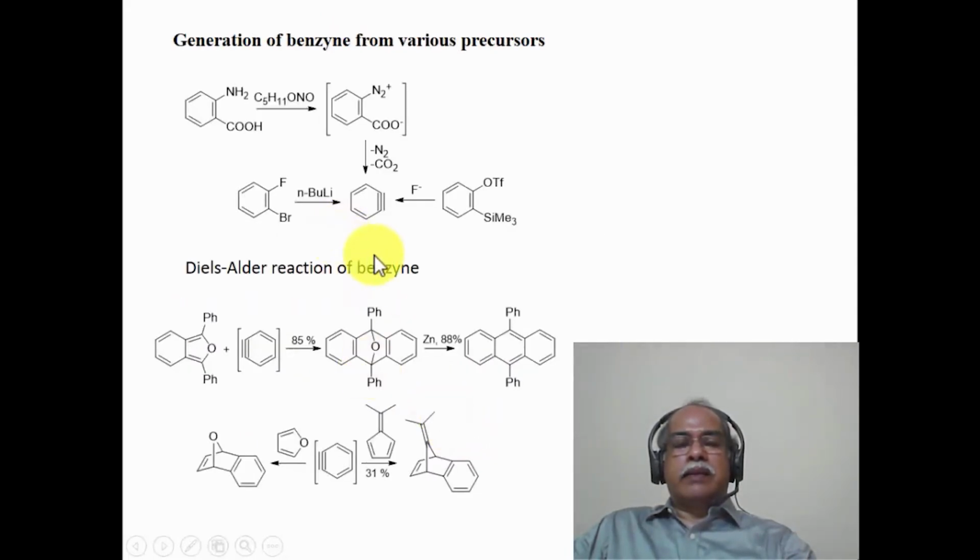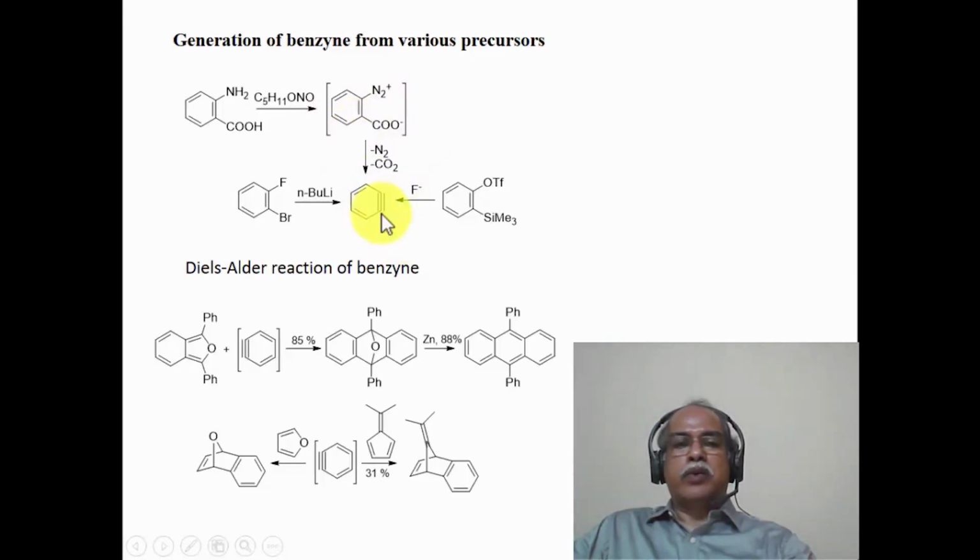Now, benzyne is a very reactive dienophile. Benzyne can be produced in several ways. Some of the methods are shown here. Starting from anthranilic acid, for example, when anthranilic acid is treated with pentyl nitrite or isoamyl nitrite, it undergoes diazotization to produce this zwitterionic carboxylate diazonium salt. This, on strong heating, eliminates nitrogen as well as carbon dioxide to produce benzyne as the intermediate.